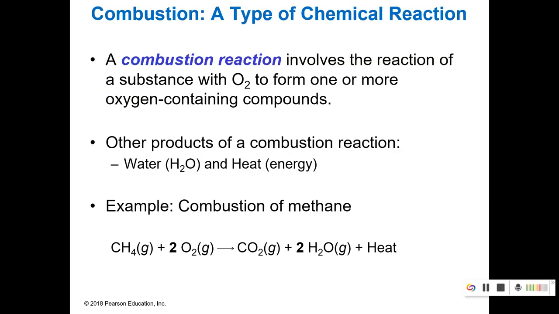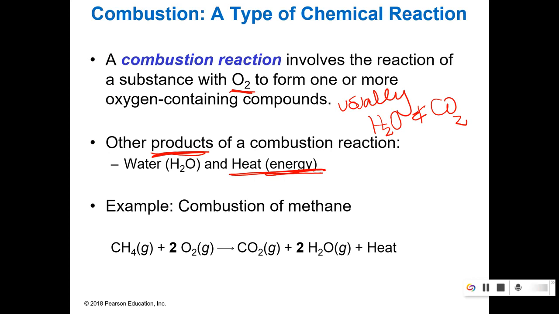All right, let's briefly review combustion reactions. We did talk about these when we were balancing reactions at the beginning of this chapter. Just remember, a combustion reaction is always going to have some substance with oxygen. Oxygen will be by itself to form another substance with oxygen. Usually H2O and CO2 are our products. Energy or heat is also always a product. And normally what we're combusting is a hydrocarbon.